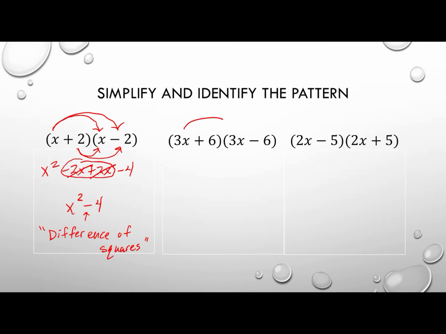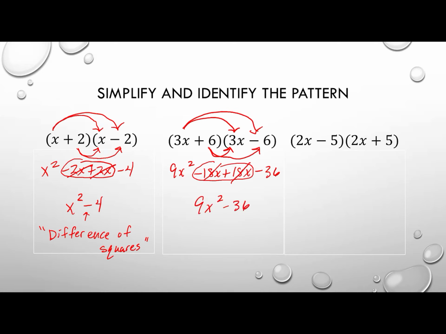So if I do first times first, I get 9x squared. Outside times outside, negative 18x. Inside times inside, positive 18x. And last times last, negative 36. Now, hopefully, you're spotting the pattern. If you can spot the pattern, you recognize that those middle terms are going to go away.